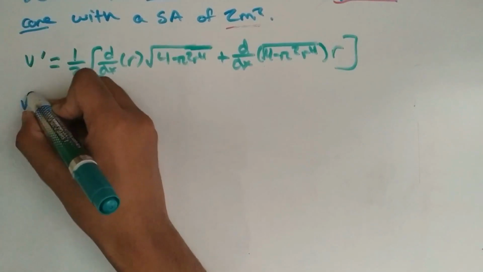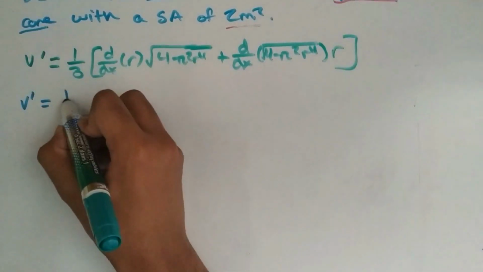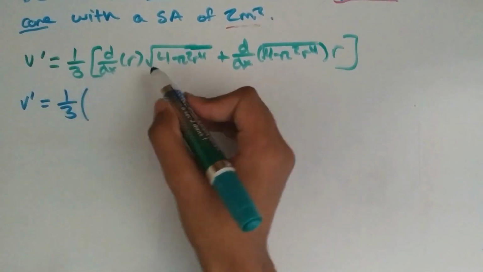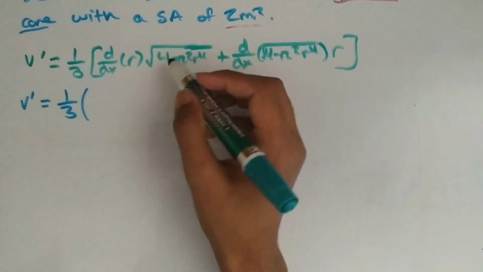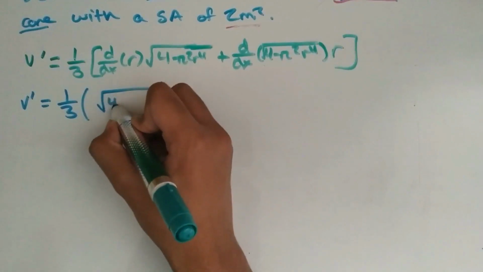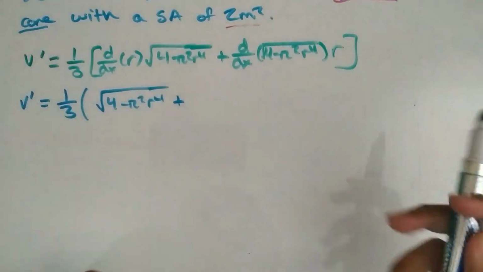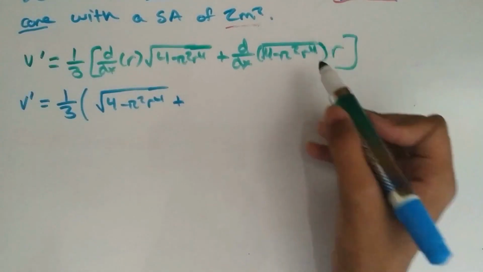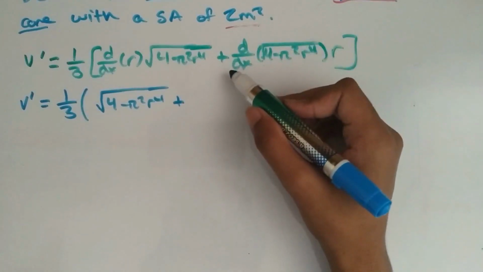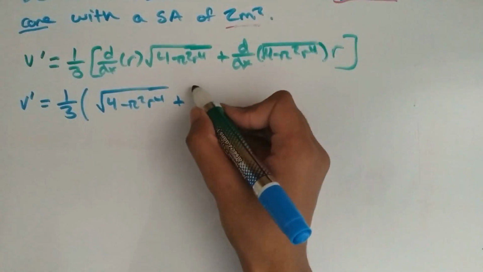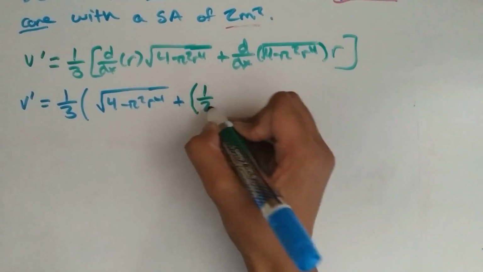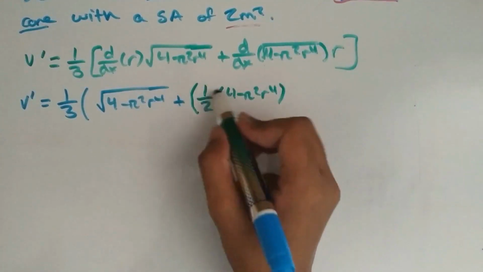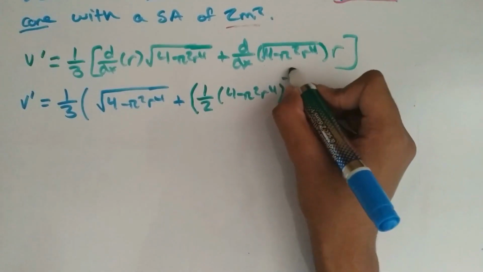So we've got V prime is equal to 1 over 3 times, so the derivative of r is just 1, and 1 multiplied by this is just going to be the second component, so we're just going to write the square root of 4 minus pi squared r to the 4. So for here, we're going to be utilizing the chain rule, and that is because this square root over here is essentially a power of 1/2. So when we bring that down, we're going to be utilizing the chain rule. So its own bracket here, we're going to bring down that 1/2. We're going to write what's inside of the square root, so 4 minus pi squared r to the 4. We're going to subtract 1 from the exponent, so 1/2 minus 1 is negative 1/2.